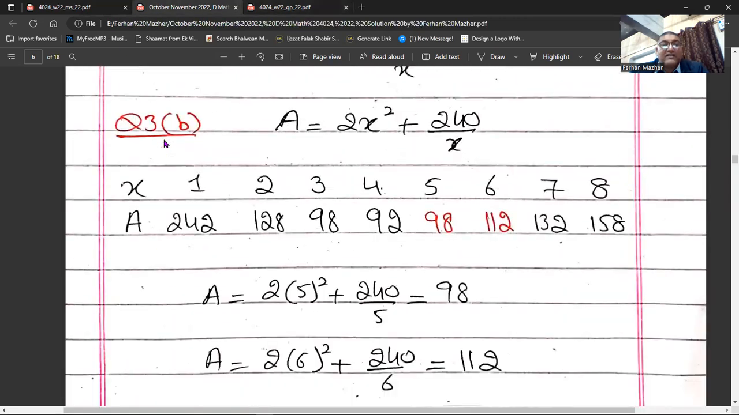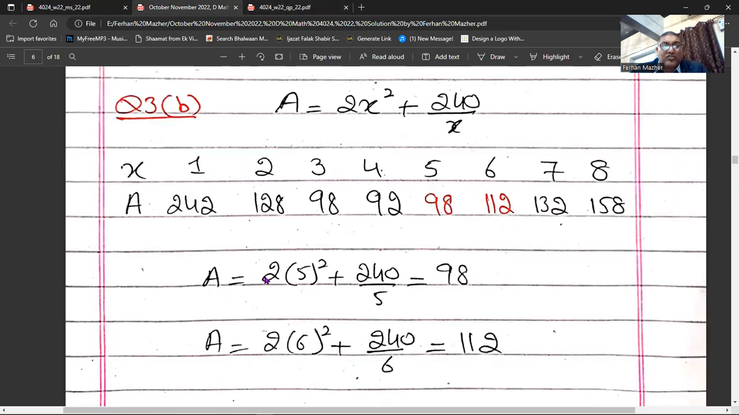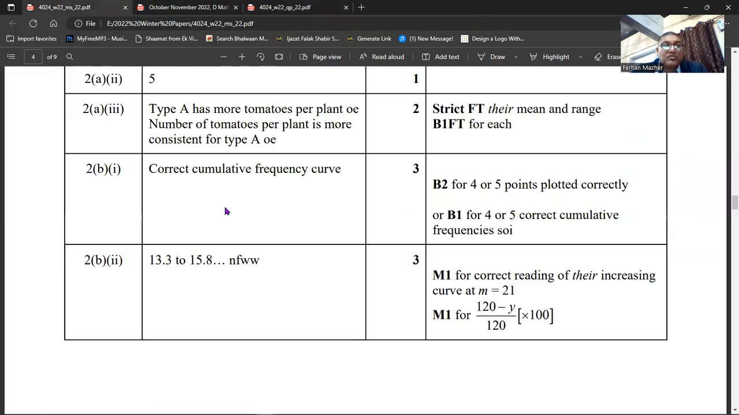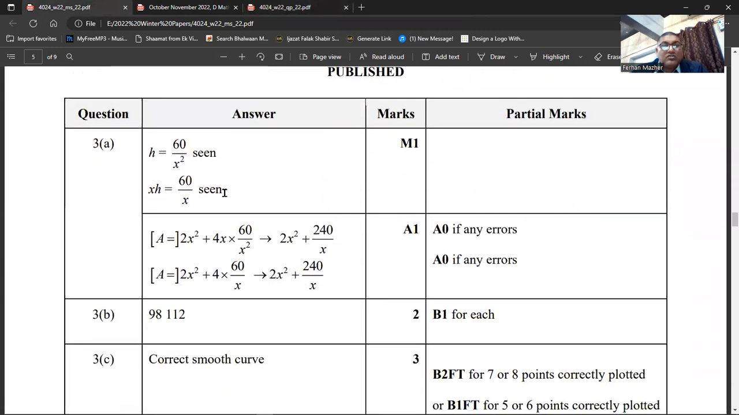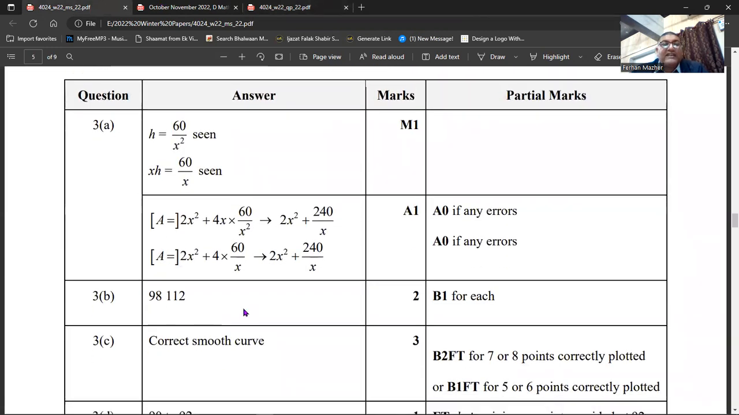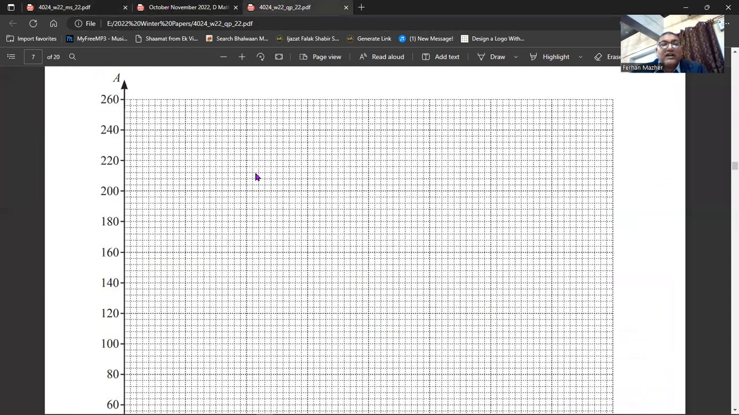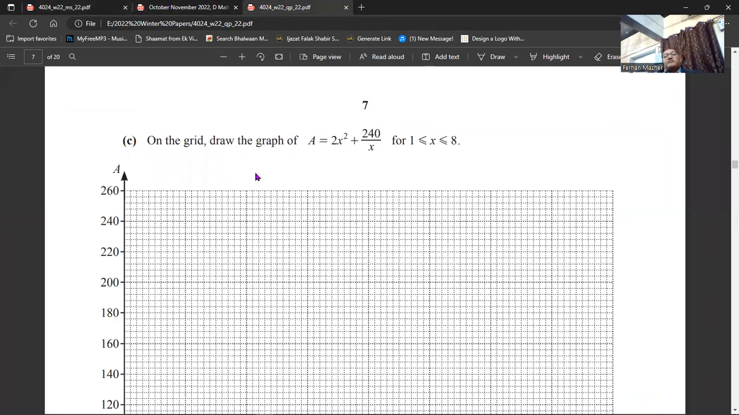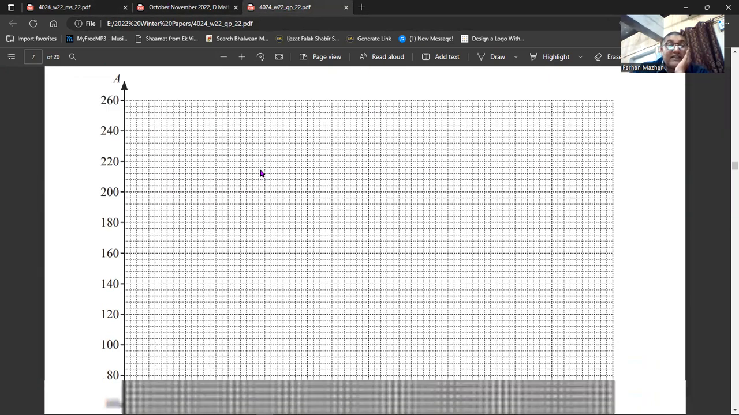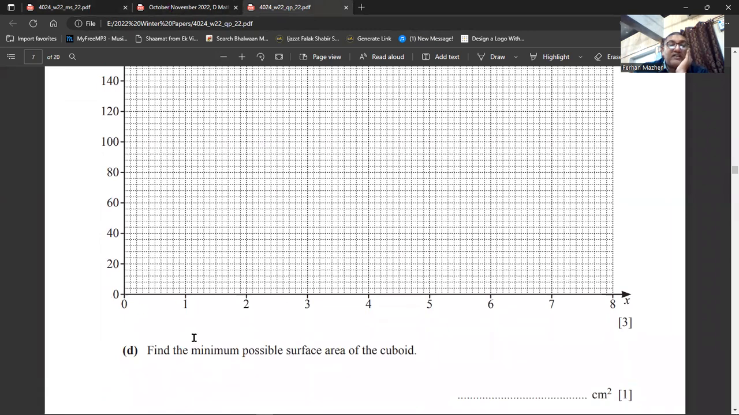So let me show you. I have done this. Okay, so 2 into 5 square plus 240 divided by 5, that will be 98. So write 98 here. 2 into 6 square plus 240 divided by 6, that is equal to 112. So in the place here, you write 112. So 98 and 112 is the right answer. Then they want us to plot these points here.